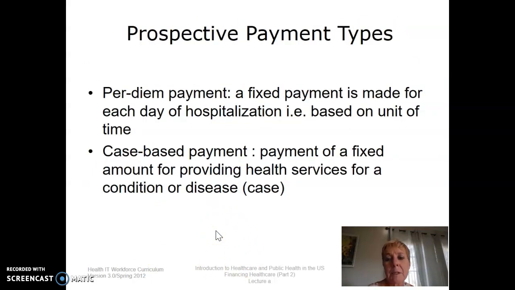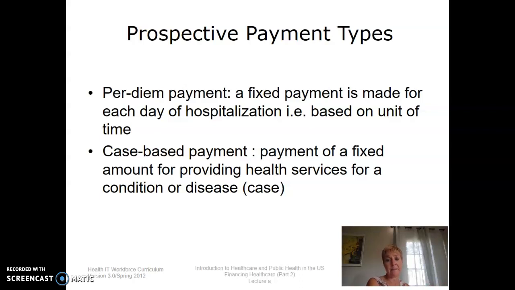Prospective payment types are per diem. A per diem means simply per day, based on the number of units. You get so much a day to keep them in care. So for example, in a long-term care facility, let's say you got someone who's on Medicaid. Medicaid is paid by a per diem. You're going to get X amount of dollars per day to take care of this Medicaid patient.